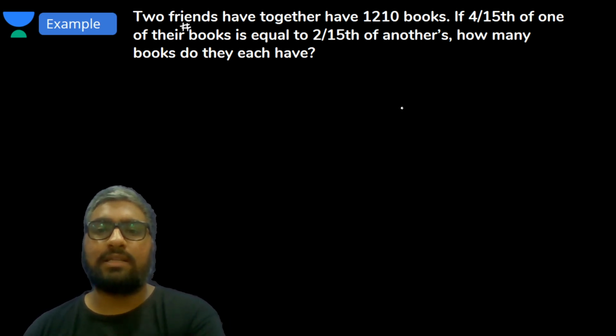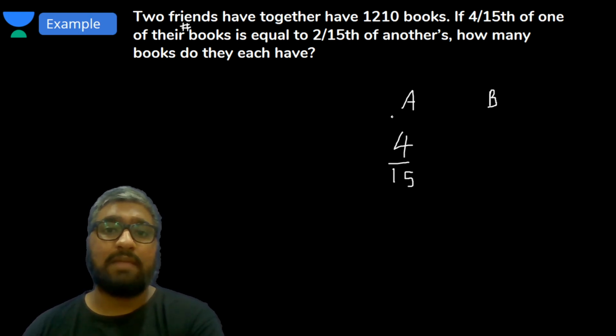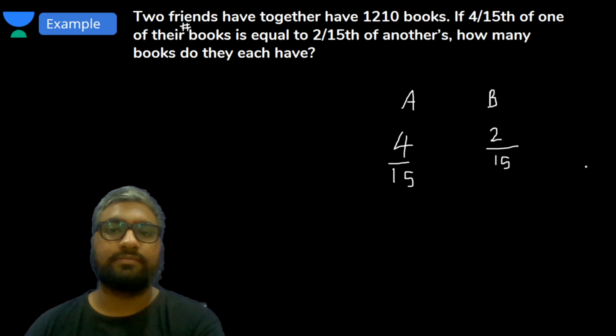So let's consider them to be A and B. So what they're saying is 4/15 of this guy is the same as 2/15 of the other. So what's the ratio? 4/15 is to 2/15. Got it?